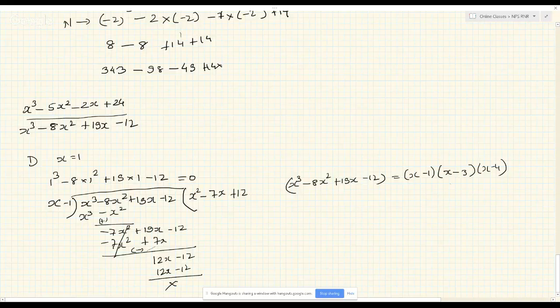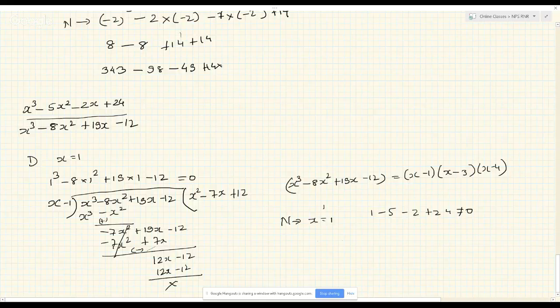Okay, now let's check. Once we put 1 in the numerator, so in the numerator put x equals 1. You will get 1 minus 5 minus 2 plus 24, which is not equal to 0. That means x equals 1 is not a root. So x minus 1 is not a factor.